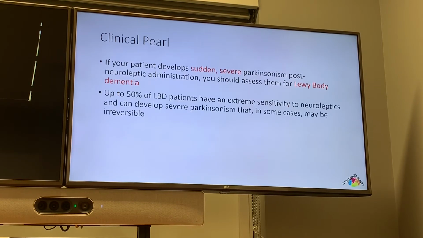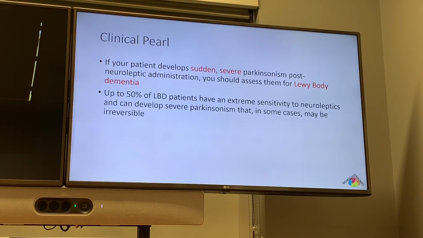And this is because Lewy body disease is a pretty interesting entity, and about 50% of patients actually have a very extreme sensitivity to neuroleptics. And sometimes, if you let it go on long enough, these can actually be irreversible.